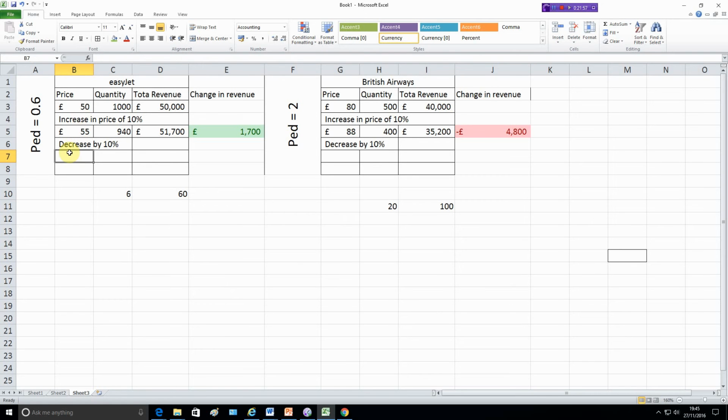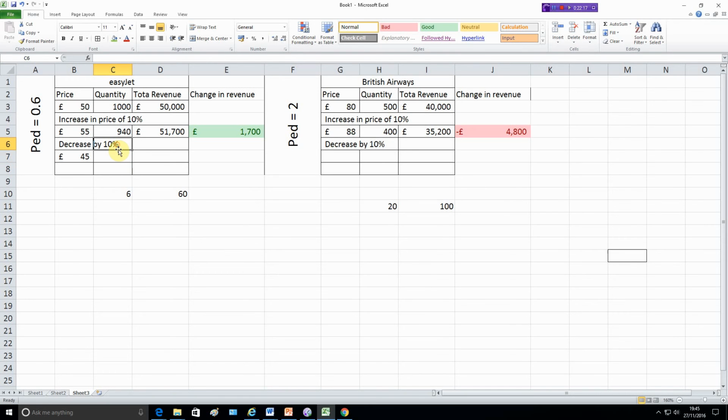And what would the new price be then? It'll be £45. 50 less 5, £45, yeah? And because the price has gone down, is the quantity going to increase or decrease? It's going to increase.